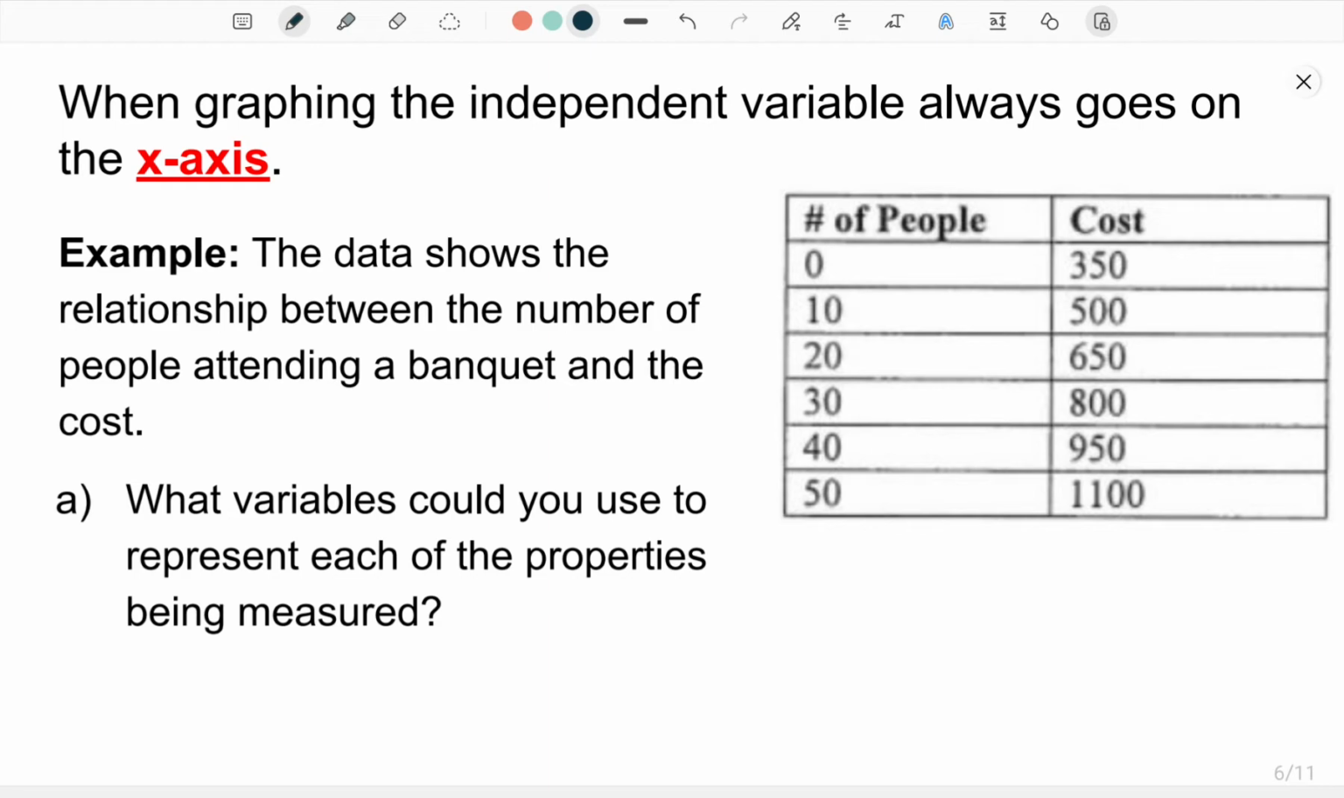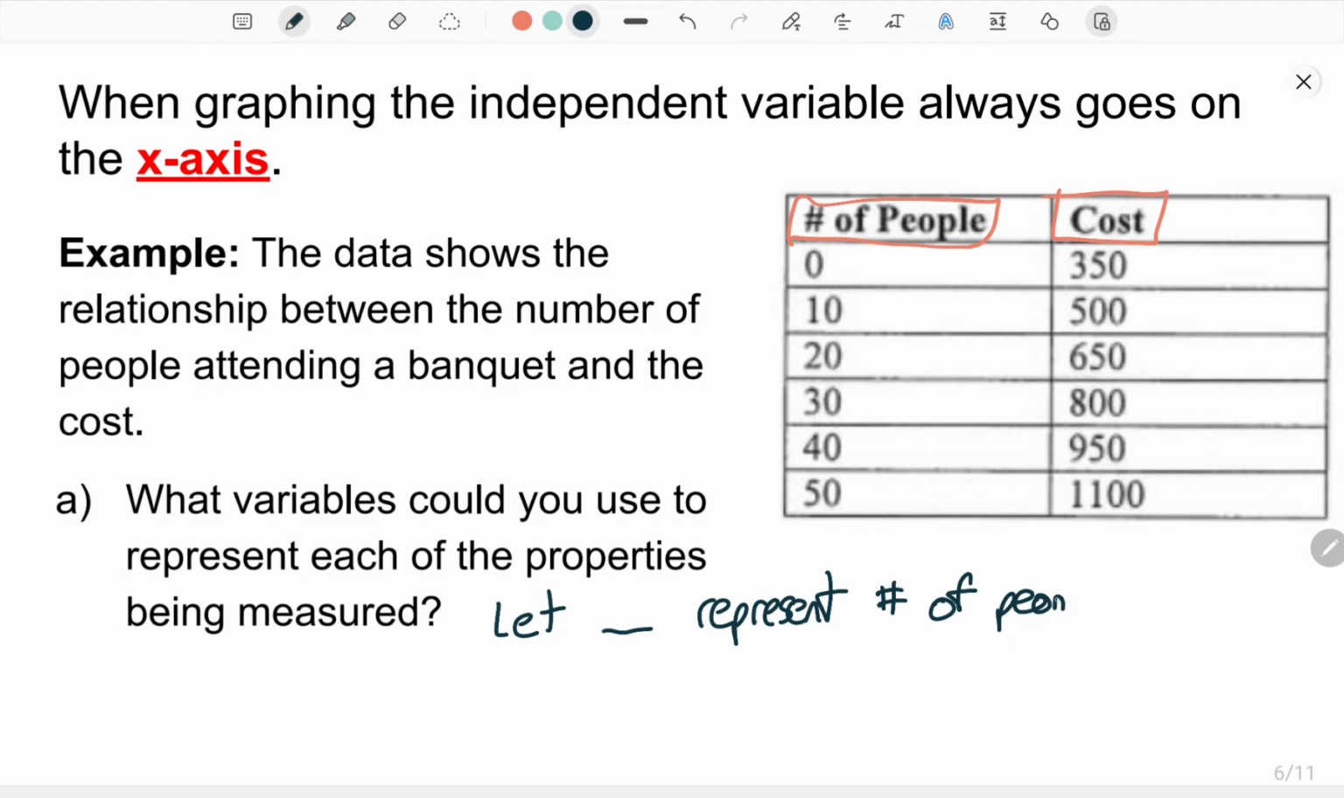And we want to first of all know what variables we could use to represent each of the properties being measured. So the properties are the number of people, that's our one property, and the cost. We don't want to have to write those out each and every time. That's why we use variables. So instead of saying the number of people equals so-and-so times cost, we want a more efficient way of writing things down. So we're going to figure out some letter to represent the number of people.